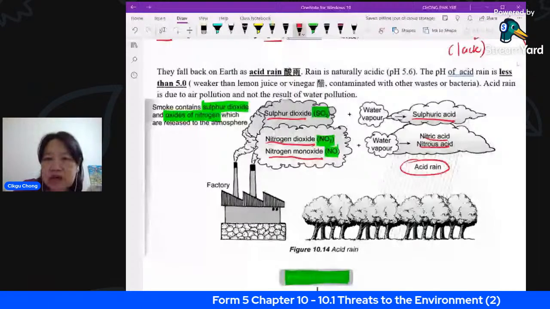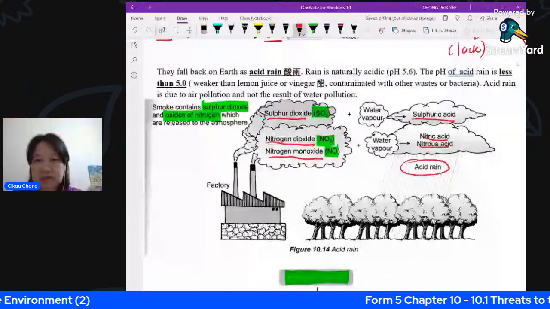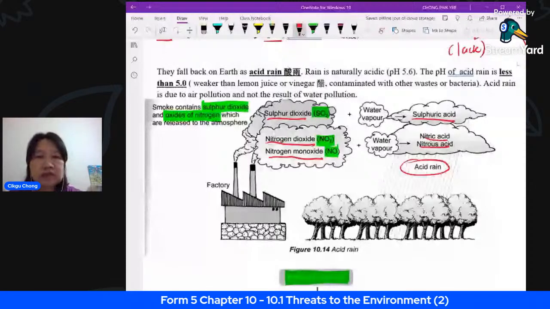So these are the things that form your acid rain. Remember the names. So you have to remember the gases and the formation of acid rain. How? You just remember this: they dissolve in water vapor in the clouds, in the atmosphere, to form the acid.